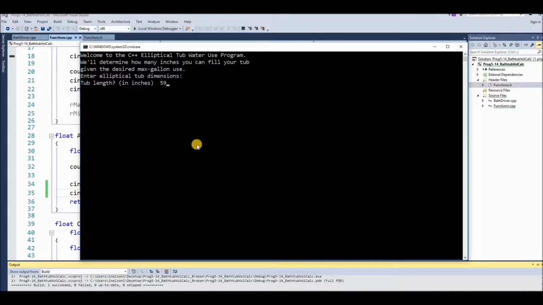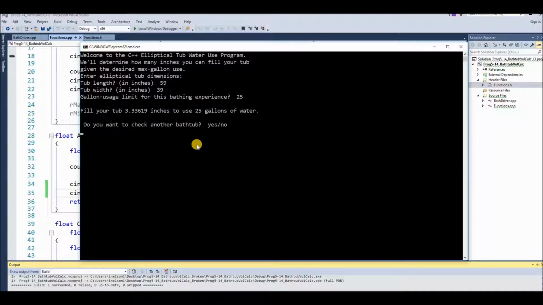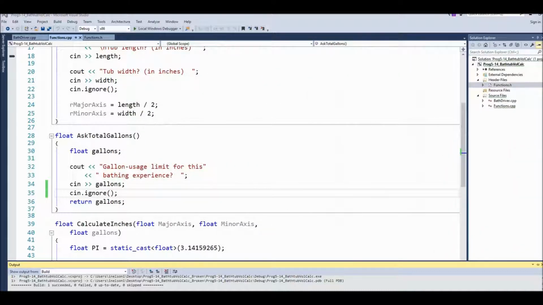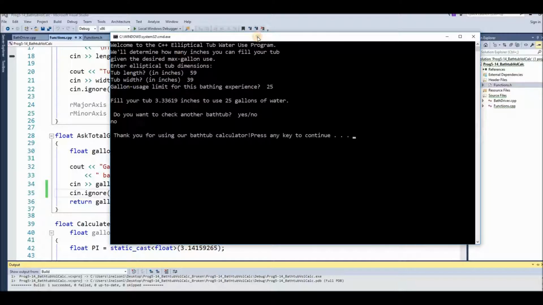Okay, tub length was 59, tub width was 39, 25 gallons, and look, it's working now. And I can say, no, I don't want to, and it says thank you. Okay, so far my program is running. That's pretty good. Now I need to make sure that this is the correct answer, 3.33619. How am I going to do that?